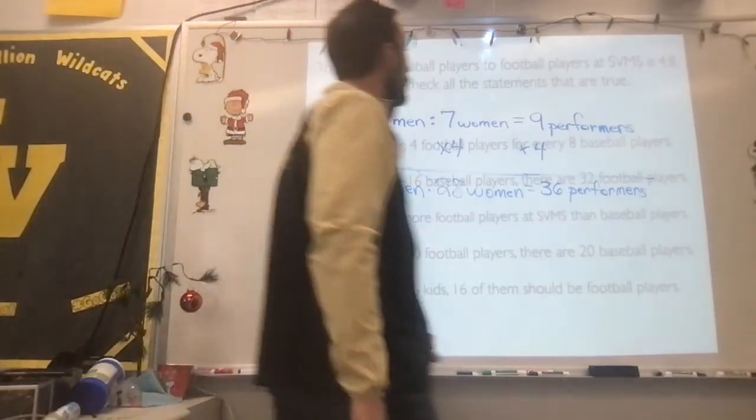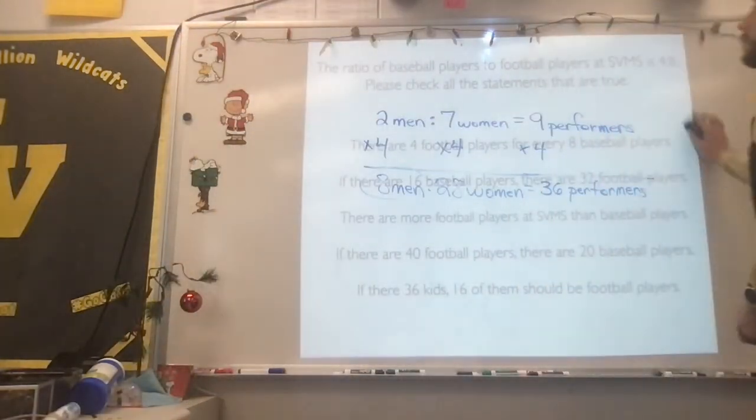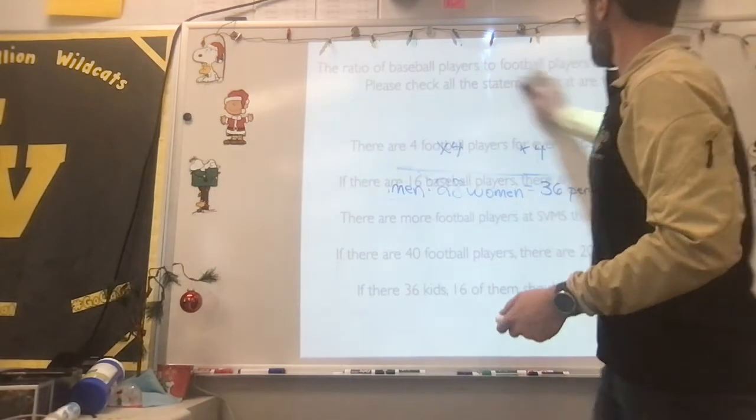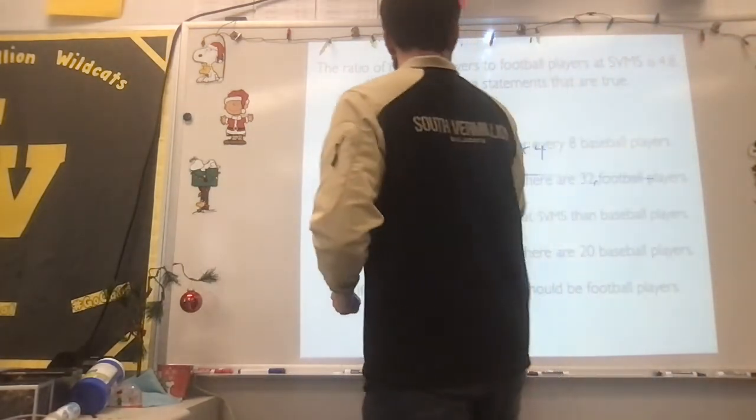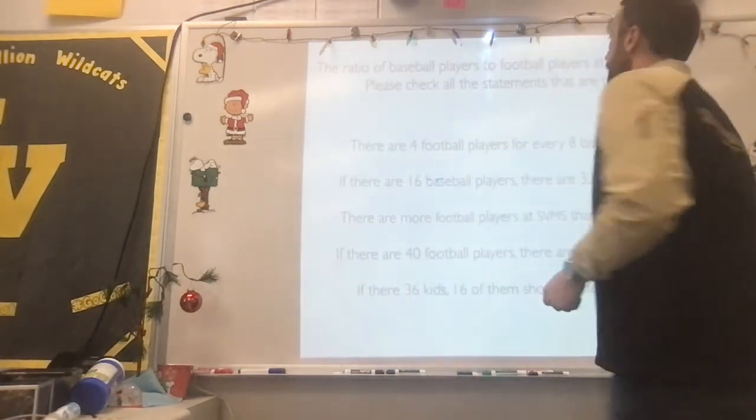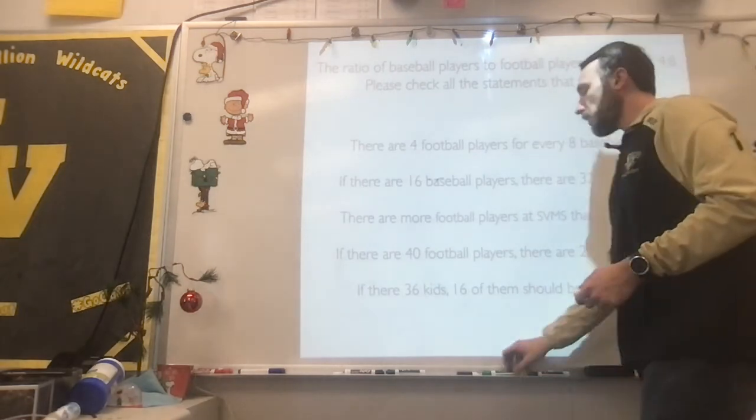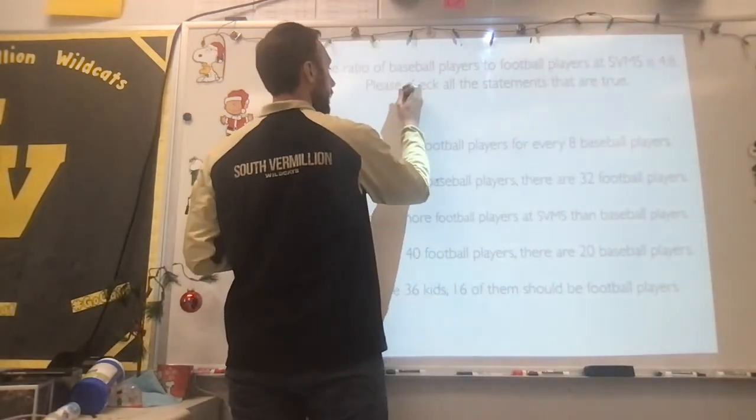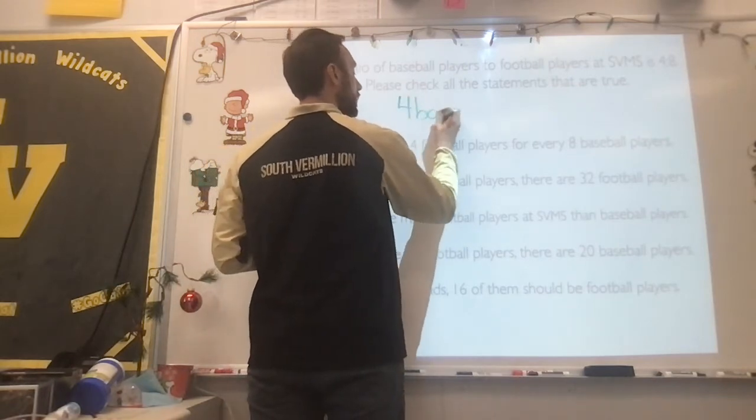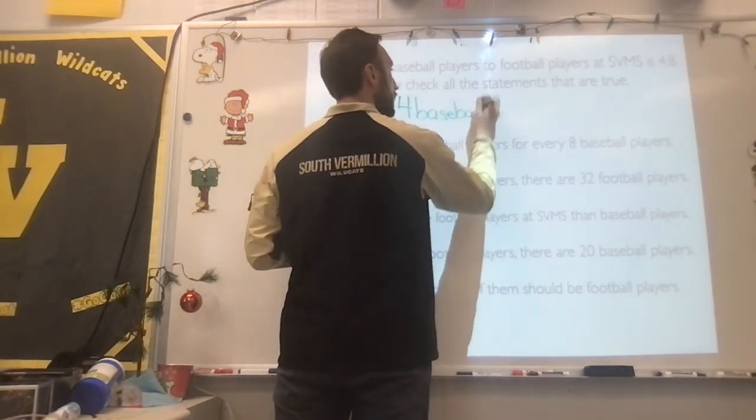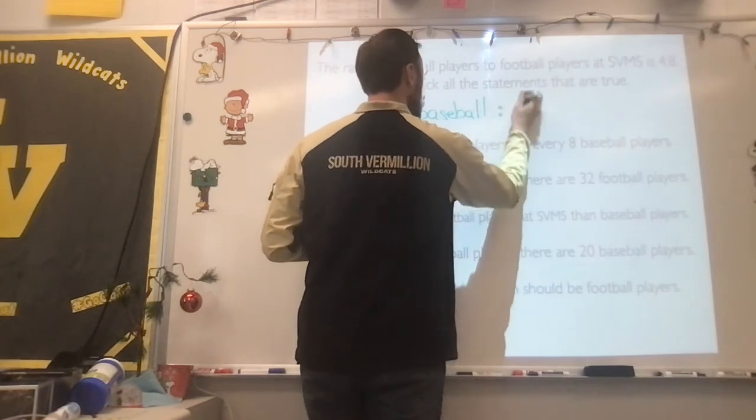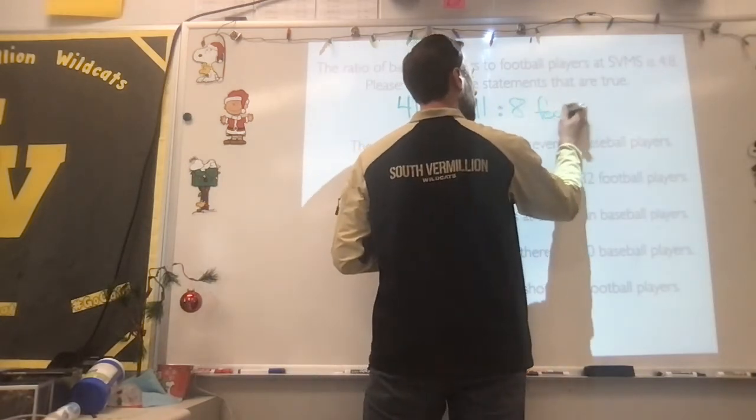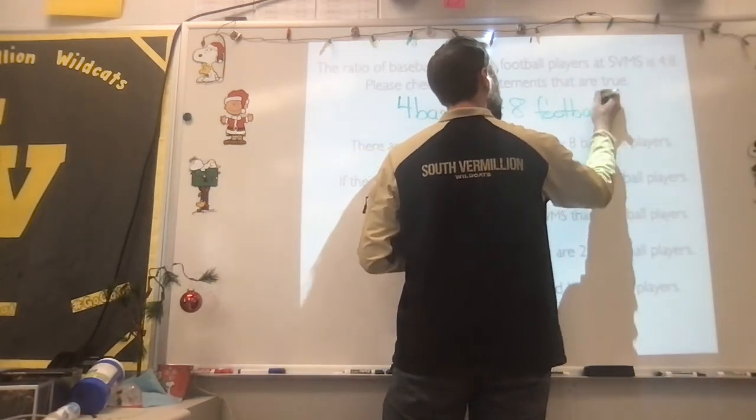Okay, last one. The ratio of baseball players to football players at SVMS is 4:8. Please check all the statements that are true. So baseball to football. So we have 4 baseball to 8 football.